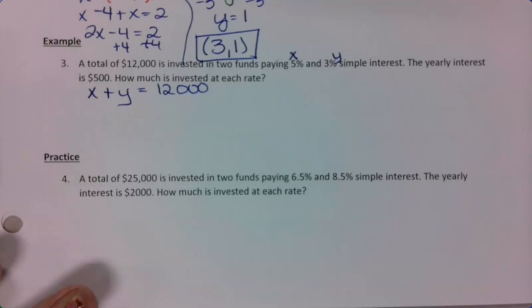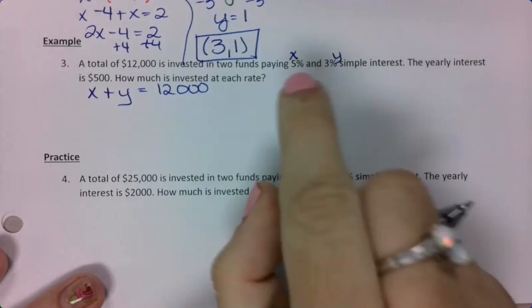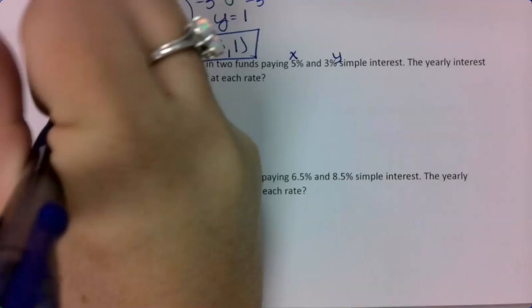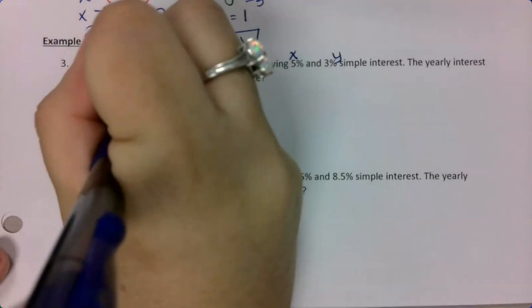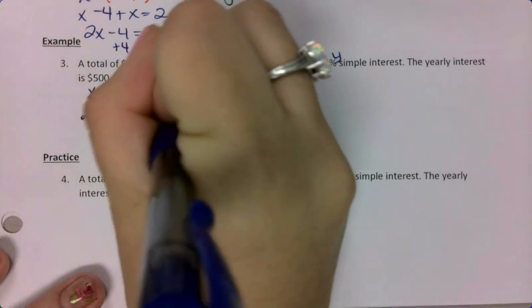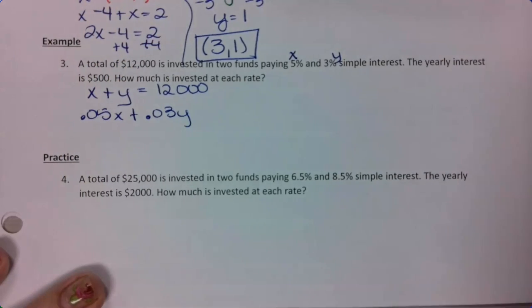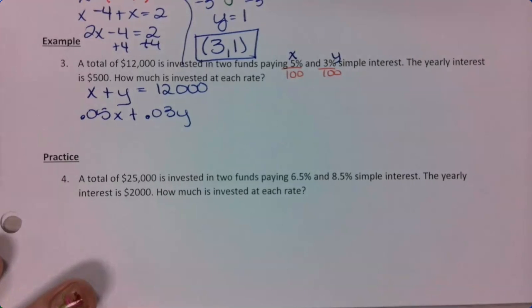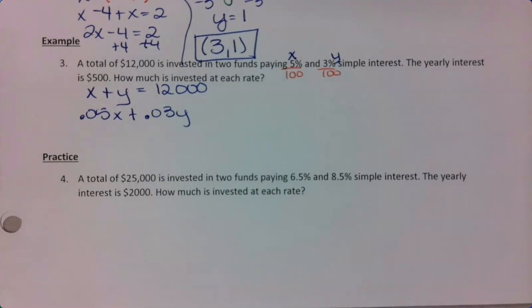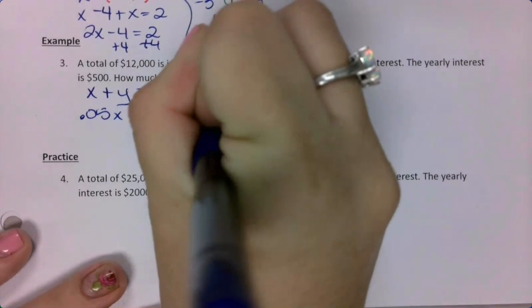Okay, and then I get $500 in just interest each year. So I know my interest rate on the x is 0.05. And I know my interest rate on the y is 0.03. Because what I did was I took my interest rates and divided by 100 to get those decimals. And then this should get me $500.